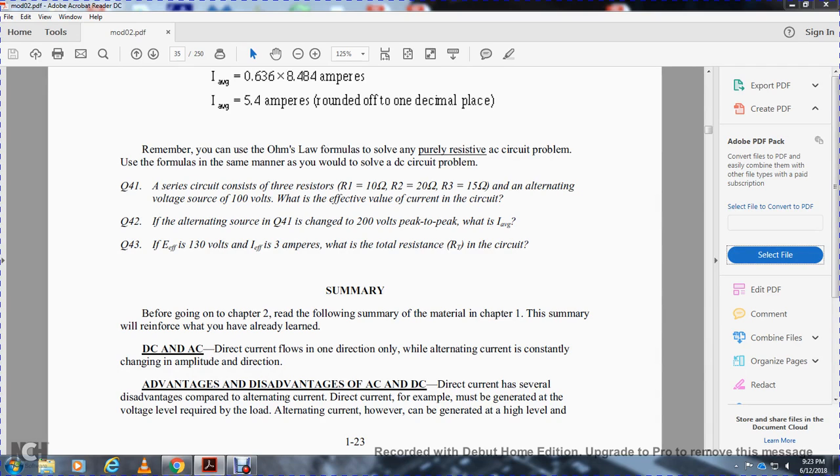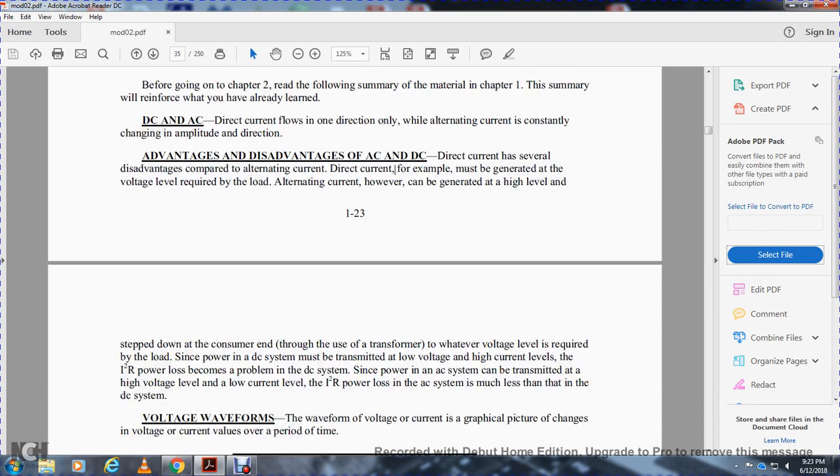DC and AC current. Direct current flows in one direction, while alternating current is constantly changing in amplitude and direction. Advantages and disadvantages of AC and DC: direct current has disadvantages compared with alternating current. Direct current, for example, must be generated at the voltage level required by the load. Alternating current, however, can be generated at a high level and stepped down for the consumer using a transformer.